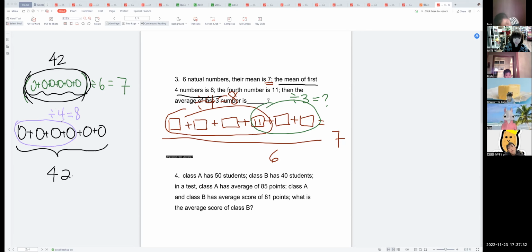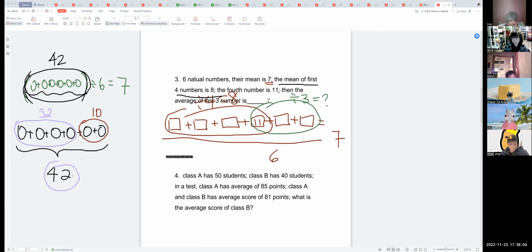Okay, so everybody, 6 numbers plus all together equals 42. And the first 4 numbers plus together equal 32. Who can tell me these 2 numbers plus together equals what? 10. Very good.